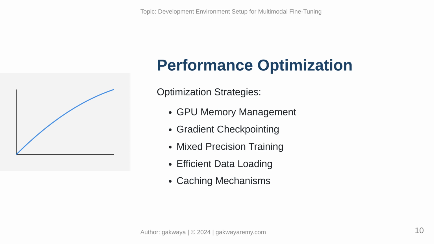Optimizing your environment for performance is crucial for efficient model training. We'll explore various techniques to maximize resource utilization while maintaining stability. The graph shows how proper optimization can significantly improve training efficiency.